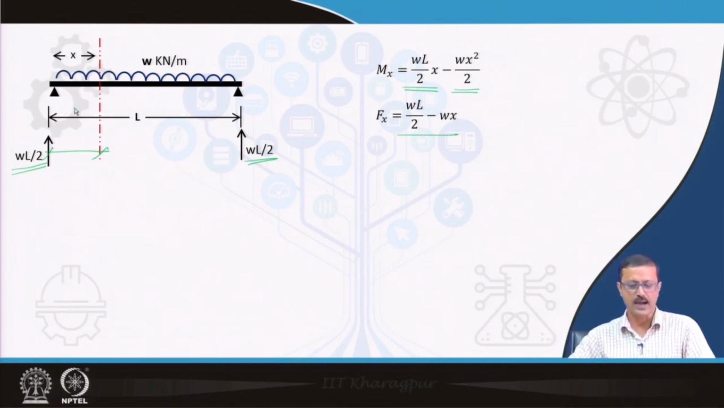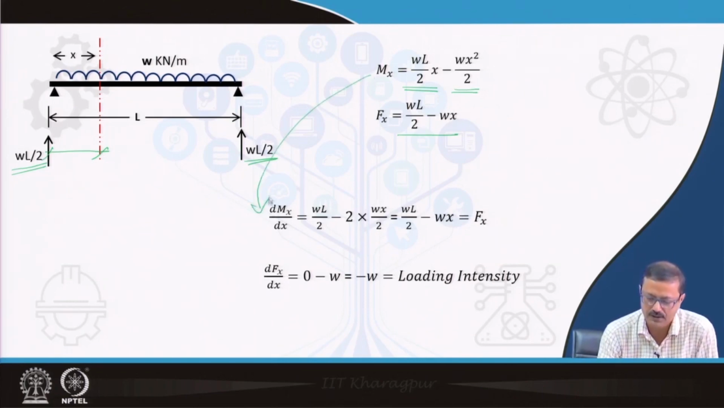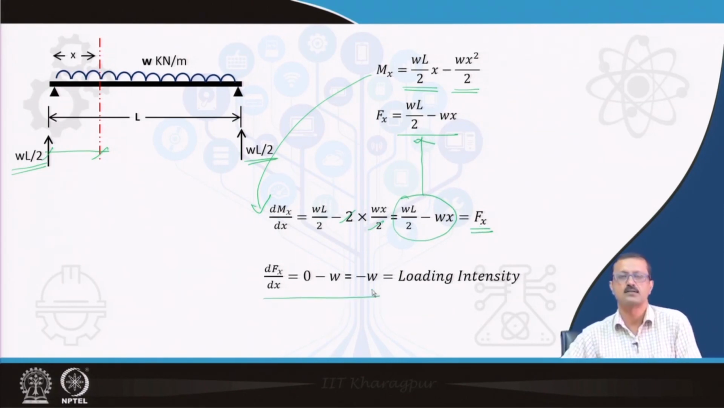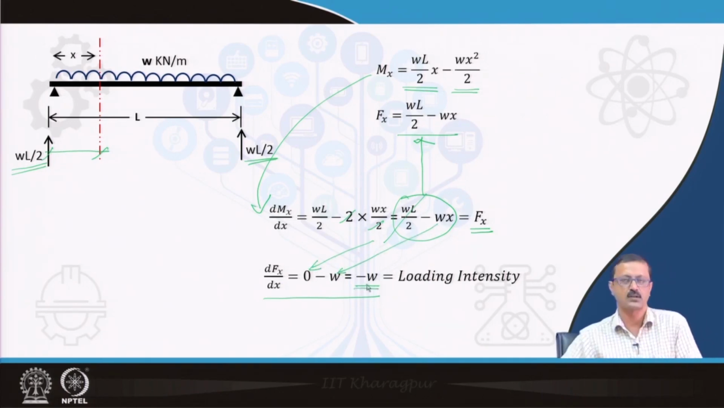That is simple. If you have any doubt, you can go to the earlier lecture and see those two expressions. If I differentiate this bending moment, the WL by 2 times x vanishes, and in the second term the 2 comes forward and cancels. So this will be the expression which is equal to Fx. If I differentiate again, the constant term goes to 0 and the x vanishes, so finally it is minus W, where W is nothing but the loading intensity.